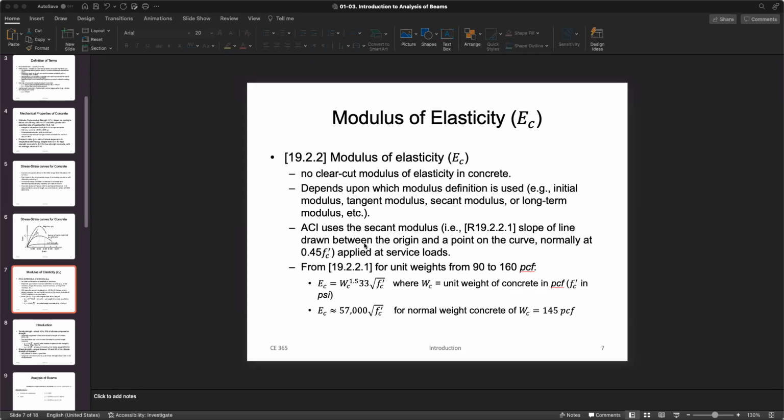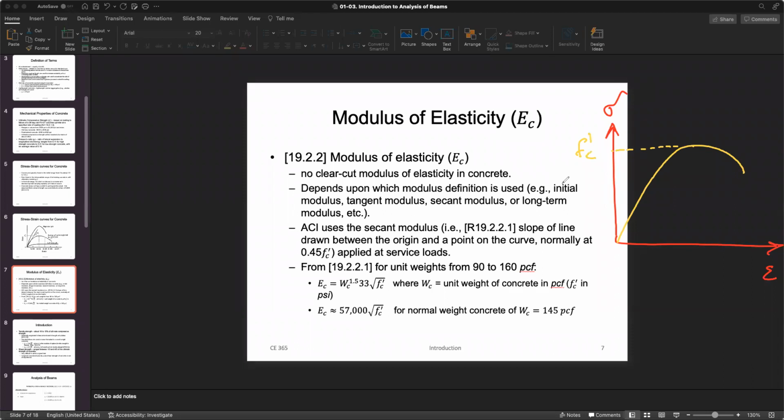Again, why is it hard to define? Because concrete is a very complex material. The stress strain diagram is not precisely known. Let me show you one more time. This is your F prime C.